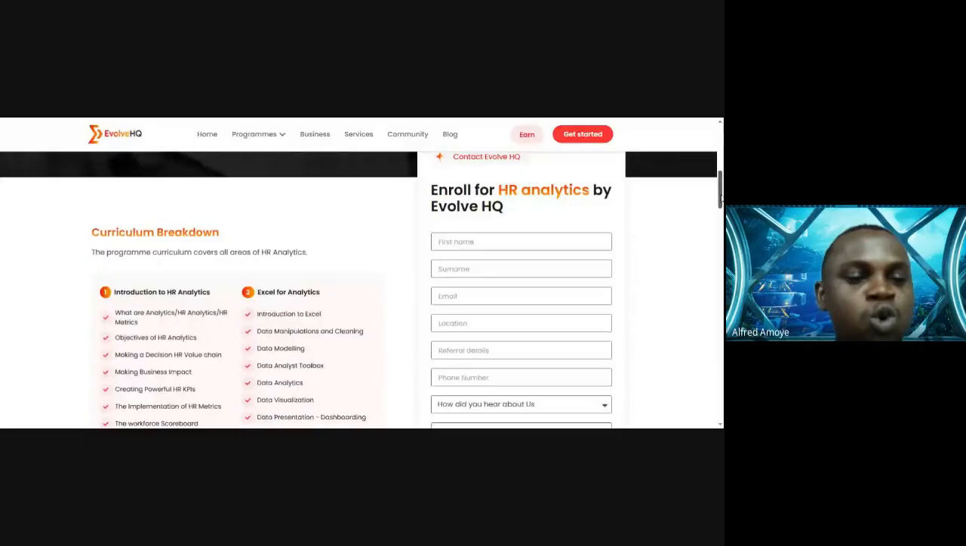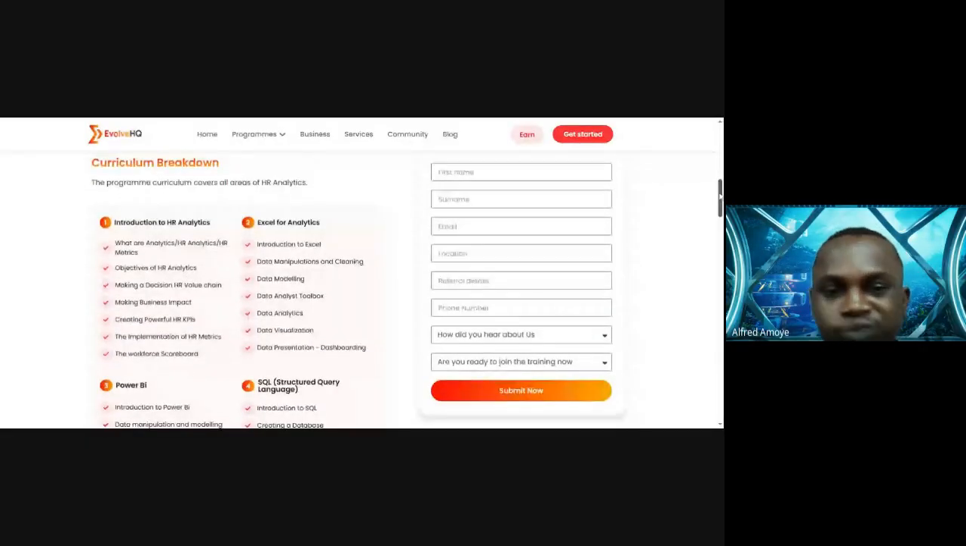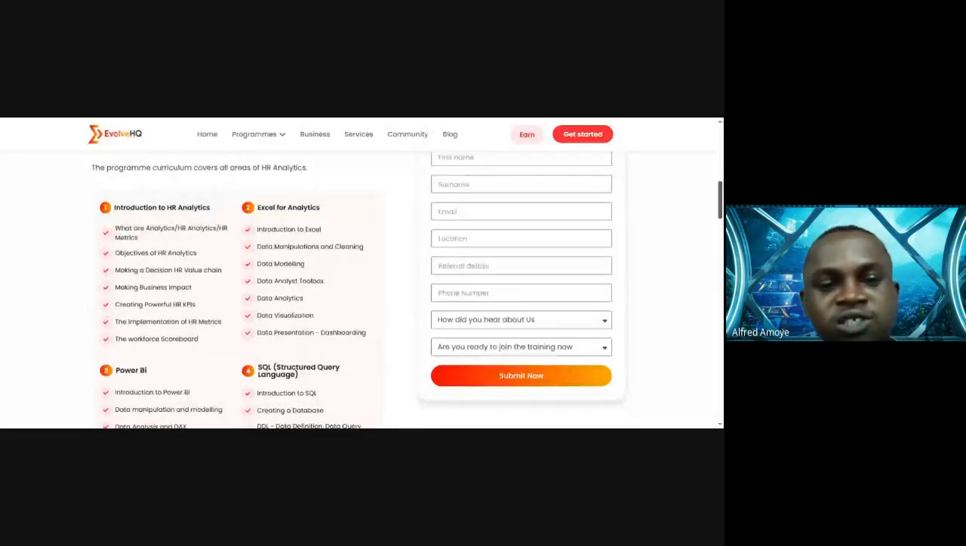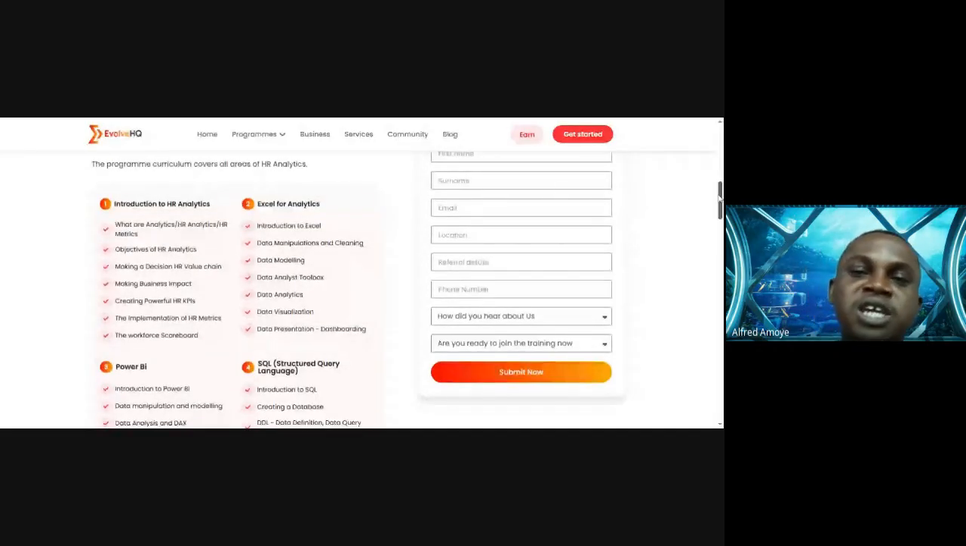So let's go through the curriculum. This is the breakdown of the curriculum, very detailed, hands-on, practical, and intensive. Something unique about our training is that it offers you a task-based internship scheme.